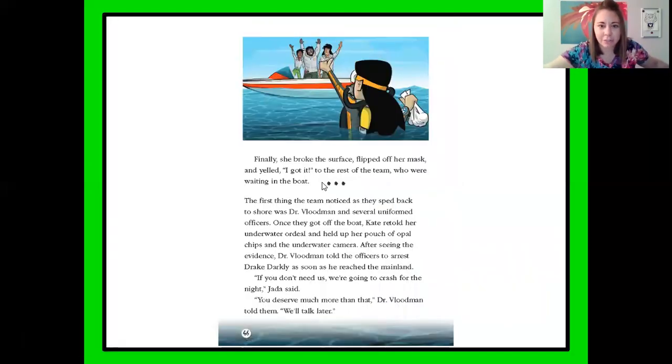Finally, she broke the surface, flipped off her mask, and yelled, "I got it!" to the rest of the team who were waiting on the boat. The first thing the team noticed as they sped back to the shore was Dr. Bloodman and several uniformed officers. Once they got off the boat, Kate retold her underwater ordeal and held up her pouch of opal chips and the underwater camera. After seeing the evidence, Dr. Bloodman told the officers to arrest Drake Darkly as soon as he reached the mainland. "If you don't need us, we're going to go crash for the night," Jada said. "You deserve much more than that," Dr. Bloodman told them. "We'll talk later."